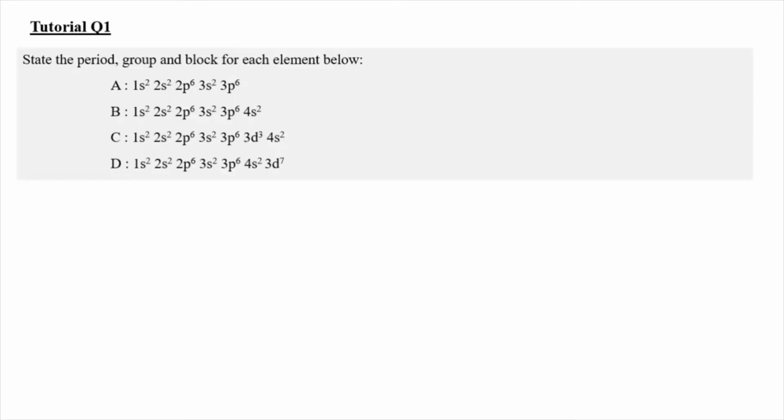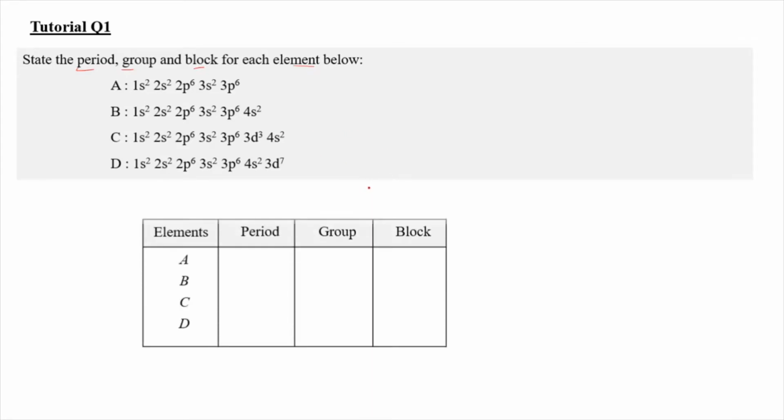For tutorial question 1, we need to state the period, group, and block for each of the elements here. We are given the electronic configuration for each element, so we're going to use the table to answer that. As usual, you can always start with the PUBG method: look at the period first, then determine the block, and then identify the group.